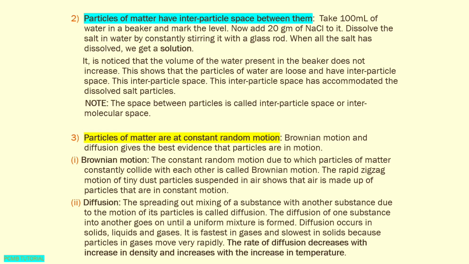Now let us take an example of diffusion. If we take a gas jar full of bromine vapor, which is reddish brown in color, and invert another gas jar over it filled with air, after some time we observe that the reddish brown bromine vapors spread out into the upper gas jar containing air. This mixing is due to diffusion.